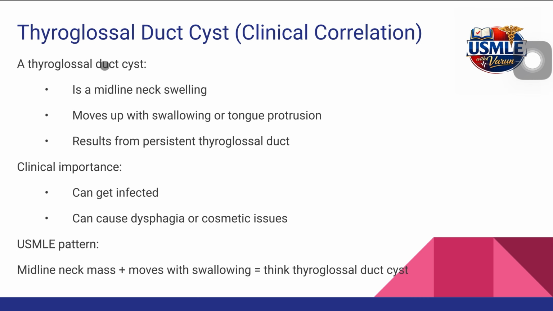Thyroglossal duct cyst. A thyroglossal duct cyst presents as a midline neck swelling that moves with swallowing or tongue protrusion. So this is a classic USMLE clue. So whenever you see a question mentioning a midline neck swelling that moves with swallowing or tongue protrusion, we need to first remember that it might potentially be a thyroglossal duct cyst, and it results from a persistent thyroglossal duct. So if you see a midline neck mass that moves, think of a thyroglossal duct cyst. The clinical importance includes that it can get infected and it can cause dysphagia and cosmetic issues.